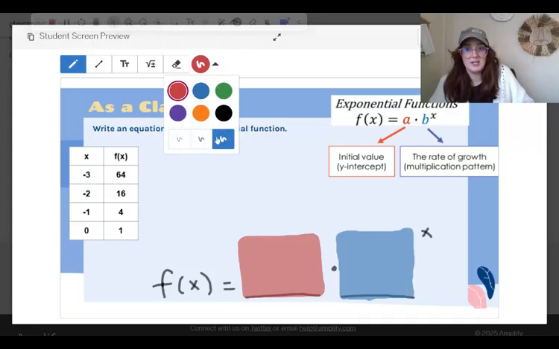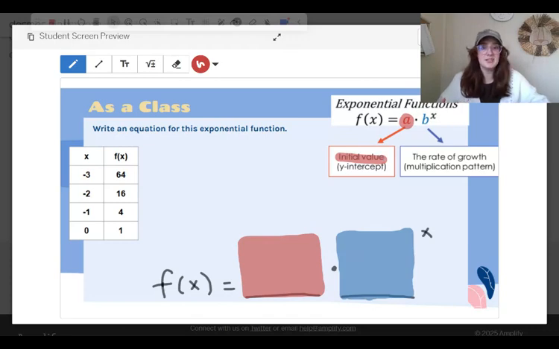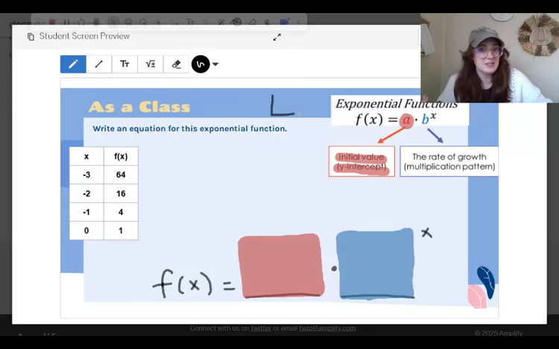All right, so what is a? A is our very first term in the sequence that they're giving us, like for a geometric sequence, but here it's an exponential function, so a little different. We're talking specifically about the y-intercept. So remember, on a line, x and y.